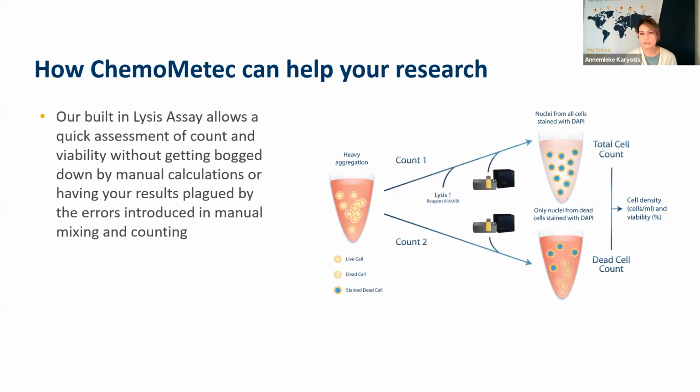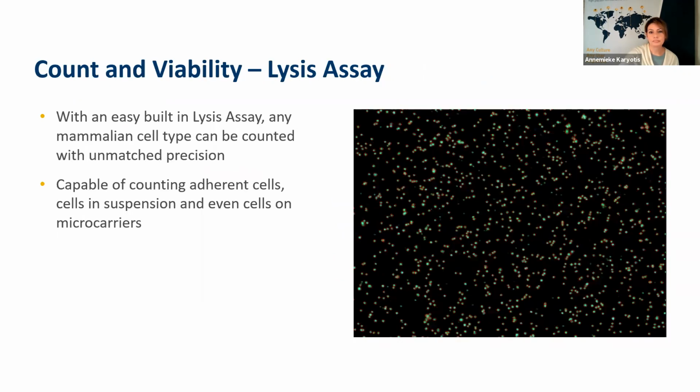So how do we do this? Here's an example of a tube with heavily aggregated cells in it. You do your first count with one of our proprietary cassettes, and then you count nuclei. So you lyse the cells and count nuclei to get your total cells per mL, and then you go and interrogate the sample again, without lysing, and look at the staining for the dead cells and get your viability that way. This is the count and viability assay.